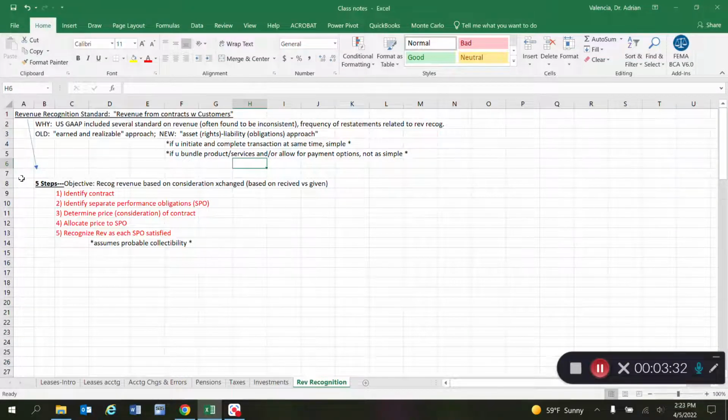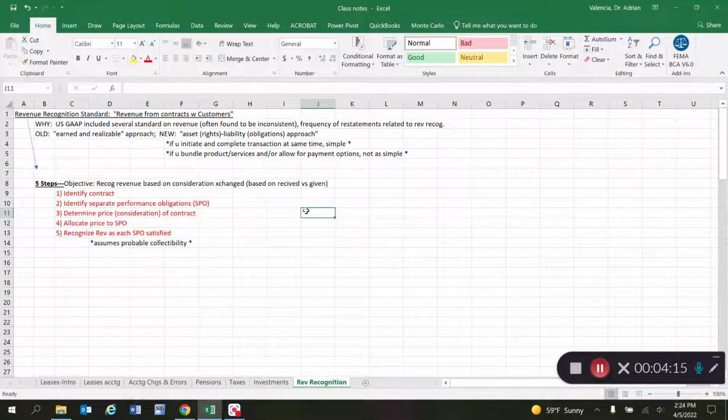So under the revenue recognition standard, there are 5 steps that we need to consider in order to get to a point where we can recognize revenue. And the objective here is just to recognize revenue based on consideration exchanged. And when I say exchanged, that consideration is based on either what you receive or what you give. Remember that we can always value a transaction based on either one of these inputs. I can value the worth of an exchange based on either what I receive or what I give, or both. So here are the simple 5 steps that need to be done.